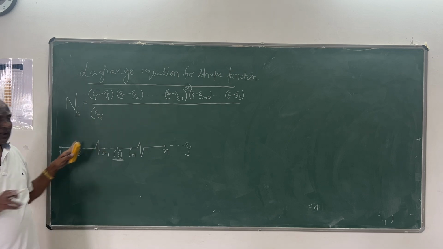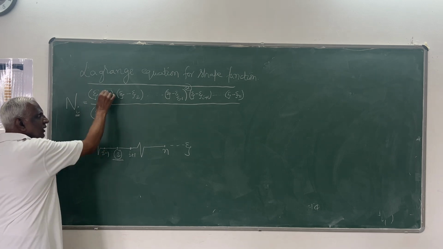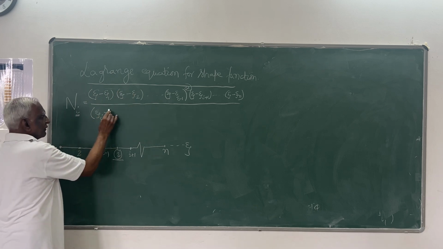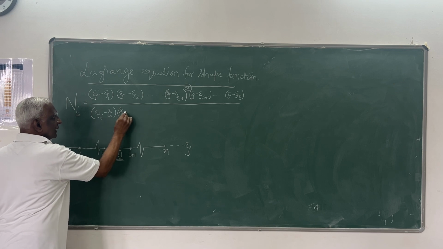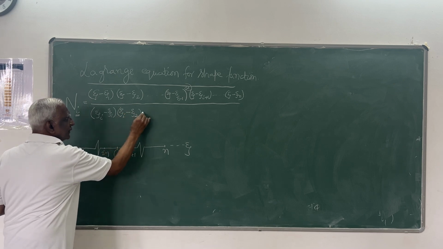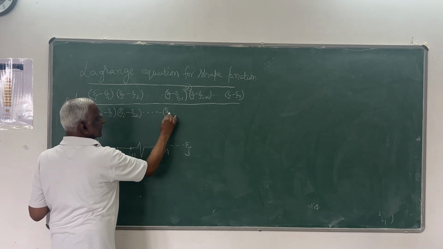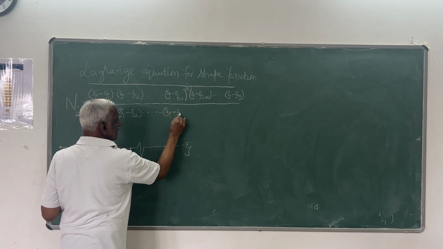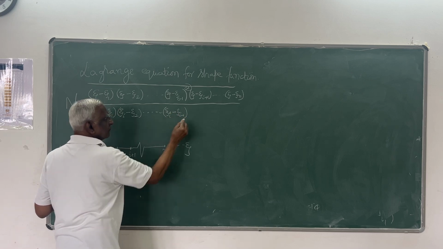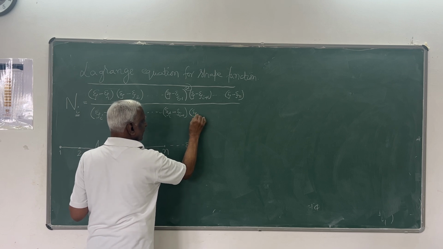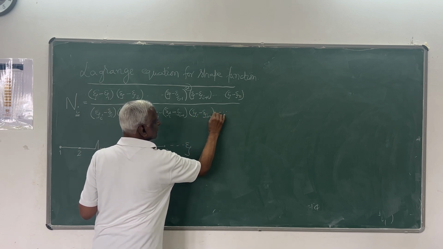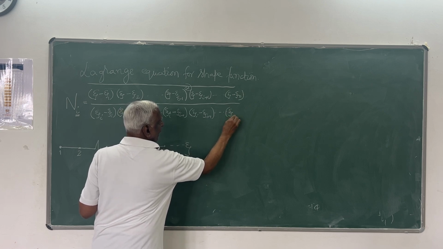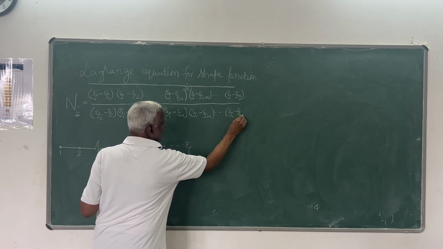Now, from the ith node coordinate, subtract all those that you have in the numerator: psi i minus psi 1, psi i minus psi 2, psi i minus psi (i minus 1), psi i minus psi (i plus 1), like that. That's all.